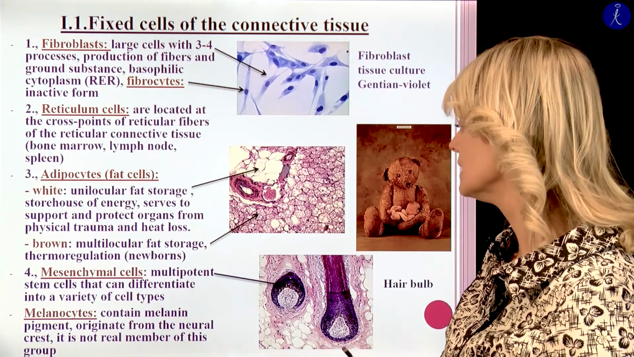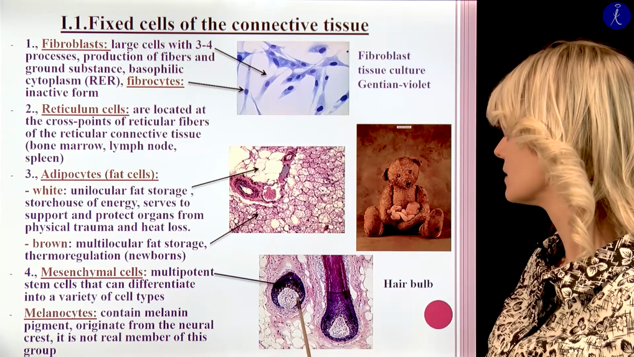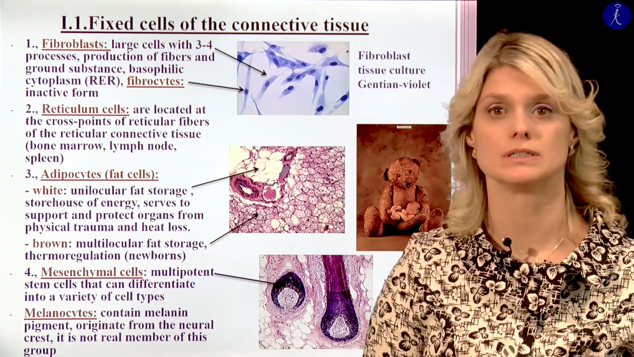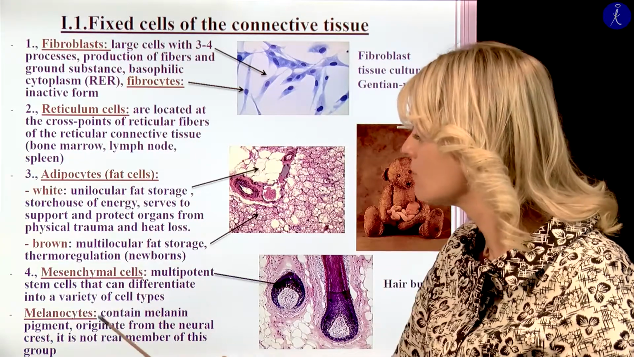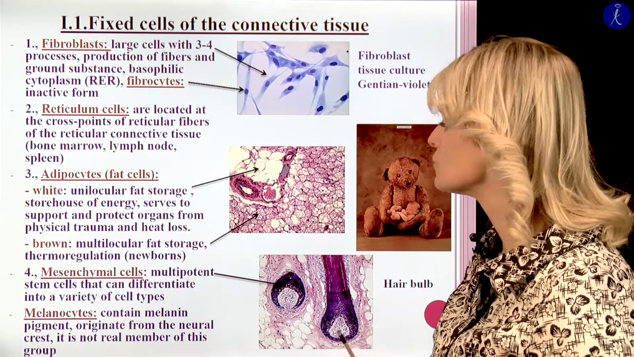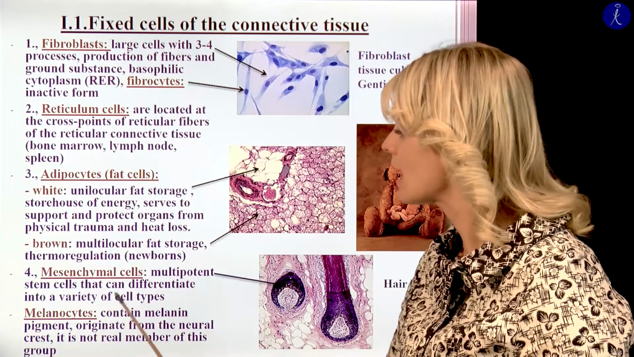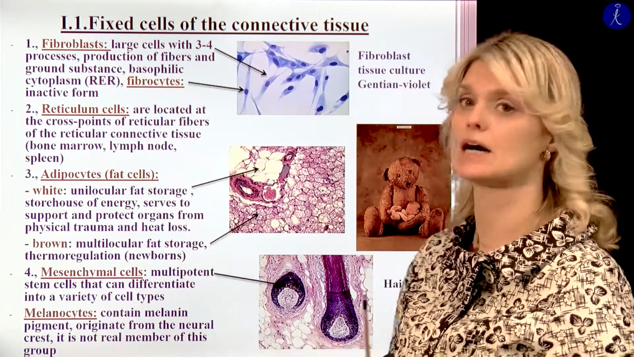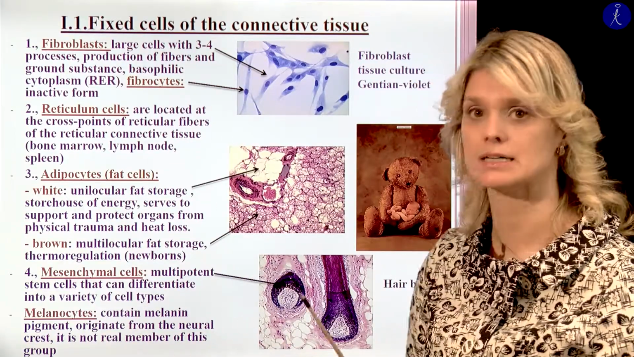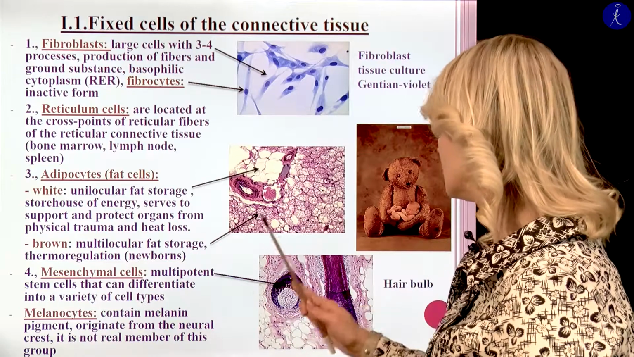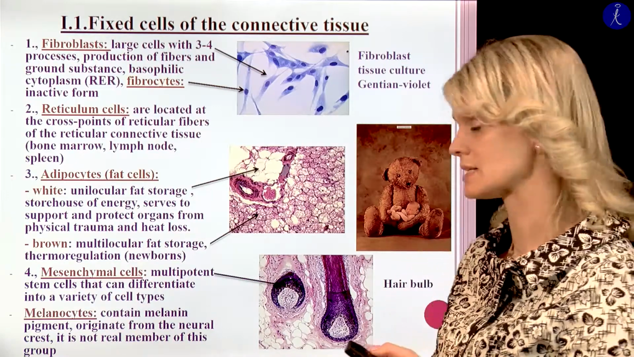And finally, we can talk about the melanocytes, which are also located here in the hair follicle with the special mesenchymal pluripotent cells. These melanocytes produce pigment, that's why we can find it in the hair follicle, but they have a different origin compared to the other connective tissue cells, but we have to mention them. We can find in these structures these pigment-producing cells, melanocytes.